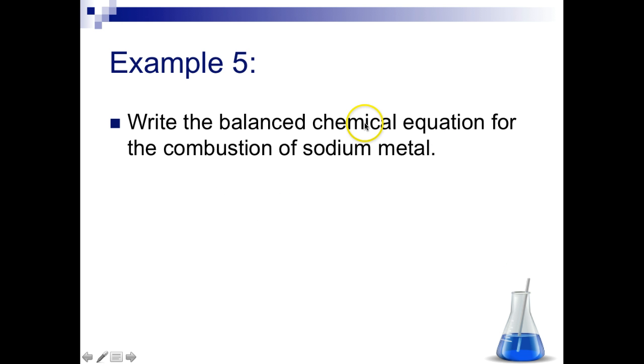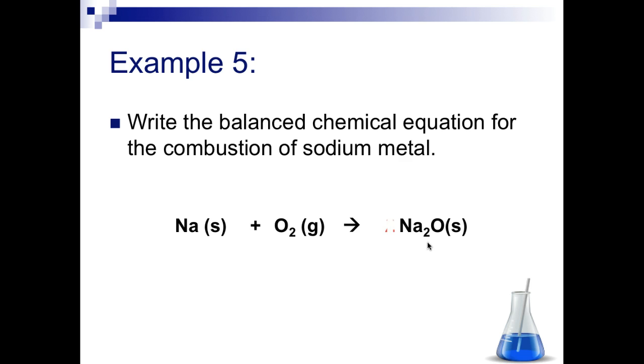Write the balanced chemical equation for the combustion of sodium metal. So this means that we're going to have sodium metal reacting with oxygen to make sodium oxide. Remember, this is an ionic compound, so you're going to have to use your charges and crisscross to get the correct formula. Now we have to balance.